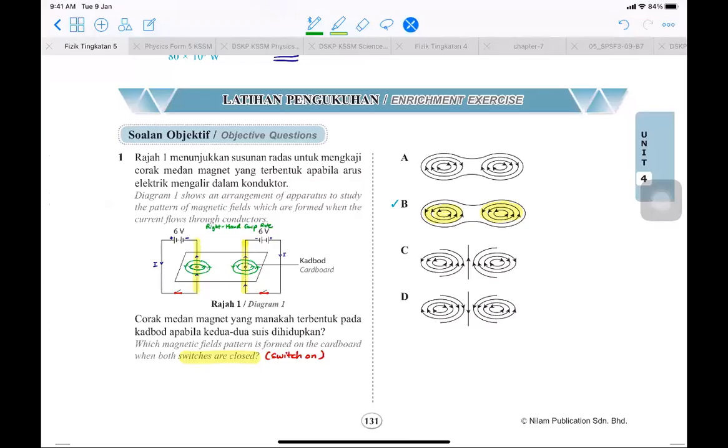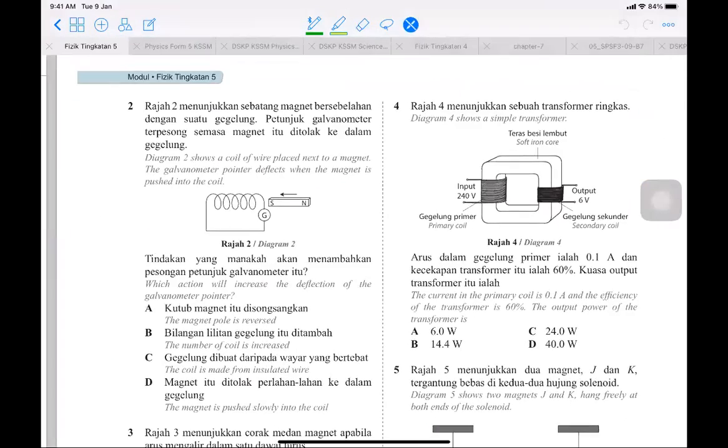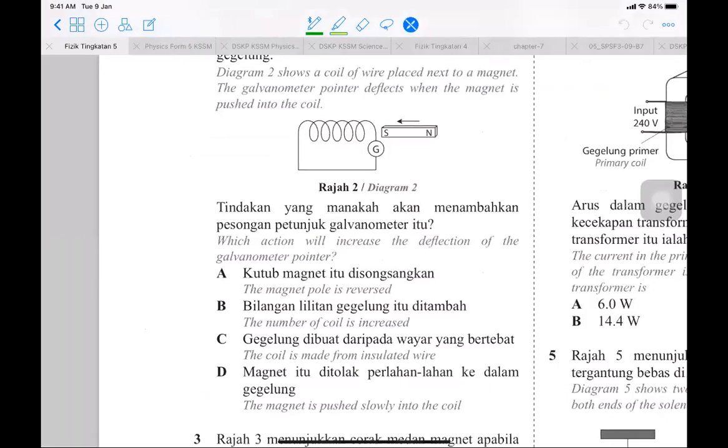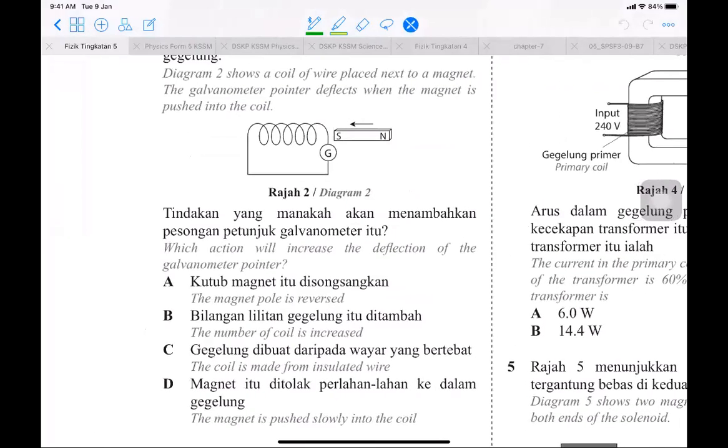Okay, next question. Question number 2. Diagram 2 shows a coil of wire placed next to a magnet. The galvanometer pointer deflects when the magnet is pushed into the coil. Which action will increase the deflection of the galvanometer pointer? A, B, C, D. Increase the deflection.